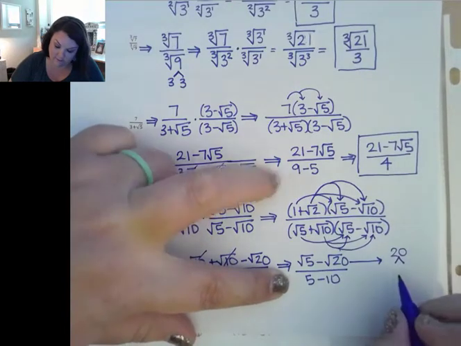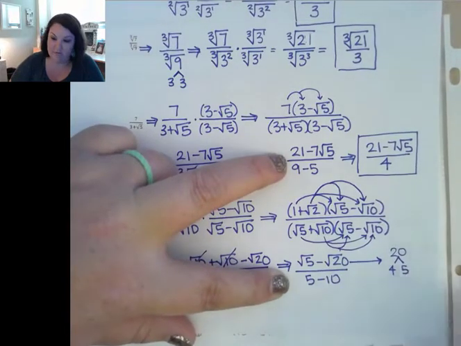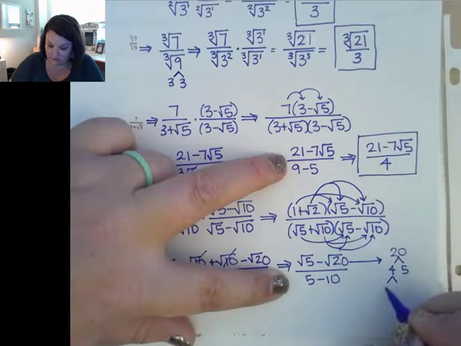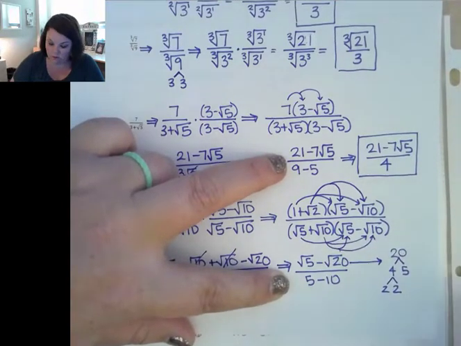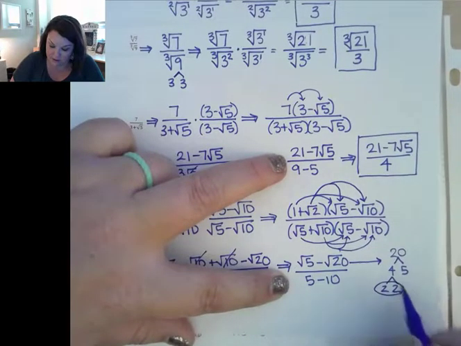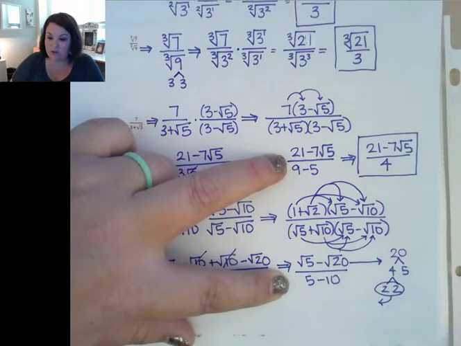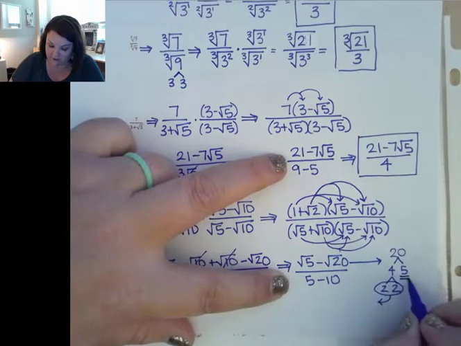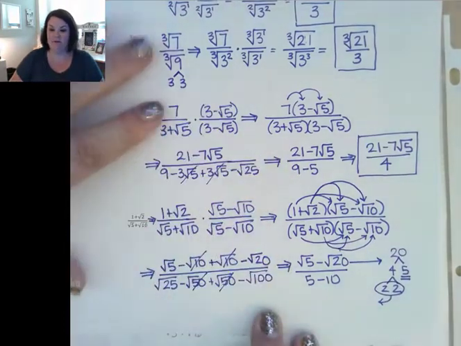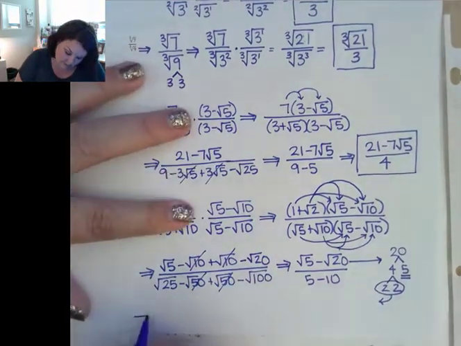20 is 4 times 5, right? And 4 is 2 times 2. So notice I have 2 copies of a 2, so I can bring a 2 out from this radical, and notice I'll be left with just a factor of 5. I'm going to go ahead and rewrite this.